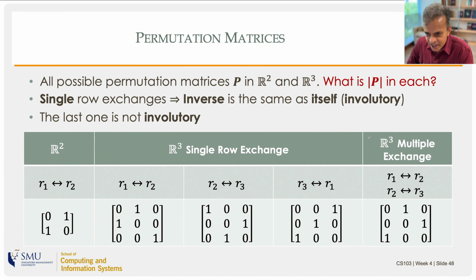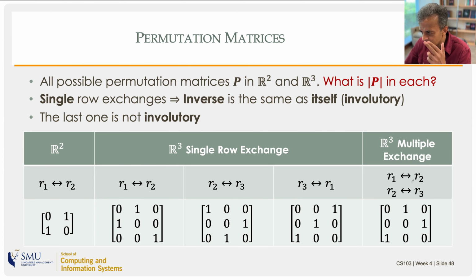So for single row exchanges, the inverse is the same as the matrix itself, and that has a special name: it's called involutory. So if the inverse of a matrix is the same as itself, then that is involutory. That means if A is involutory, A times A, or A squared, is I. The single row exchanges are all involutory because if you do it twice, you get the original matrix. R1 and R2 getting swapped, R2 and R3 getting swapped, R3 and R1 getting swapped. You just do the same swap in the identity matrix of the same size, and that's what you get.